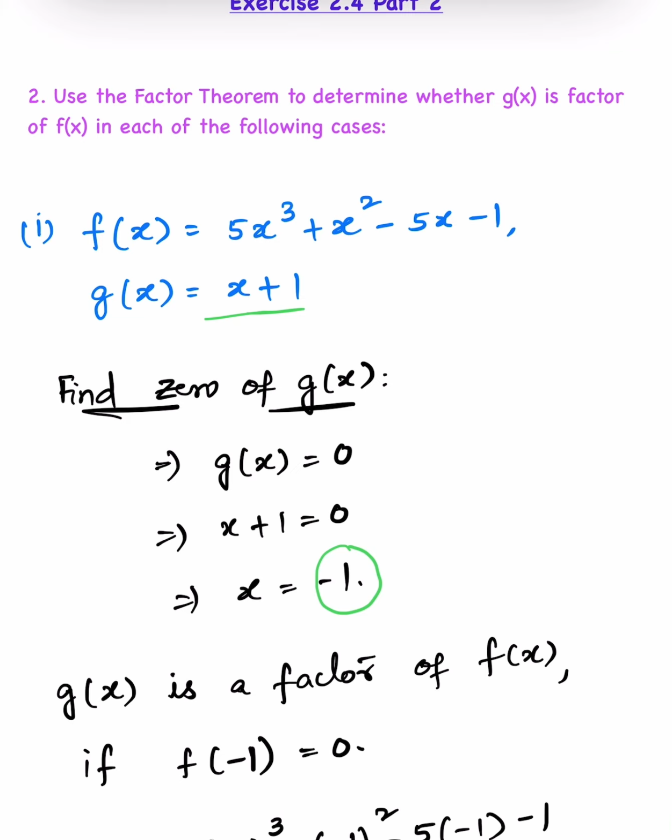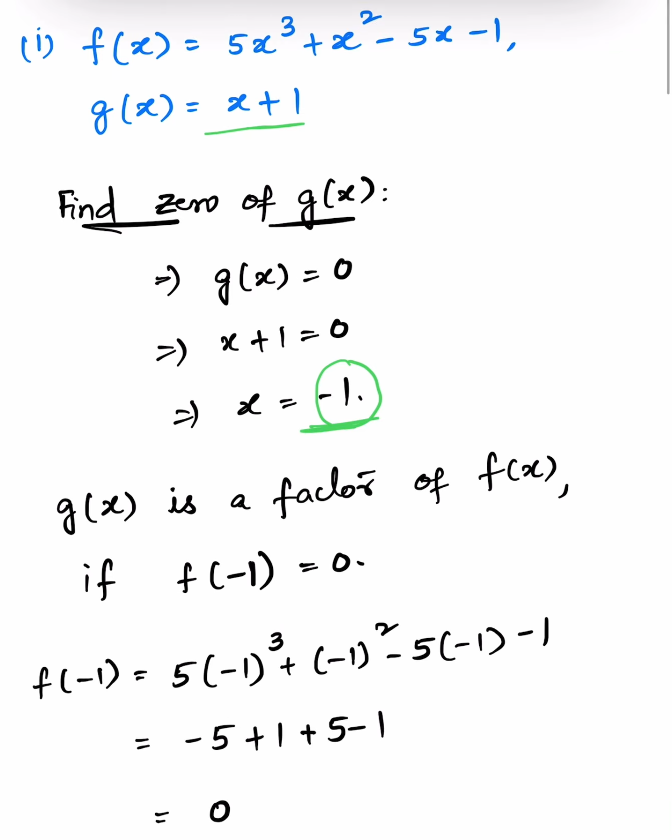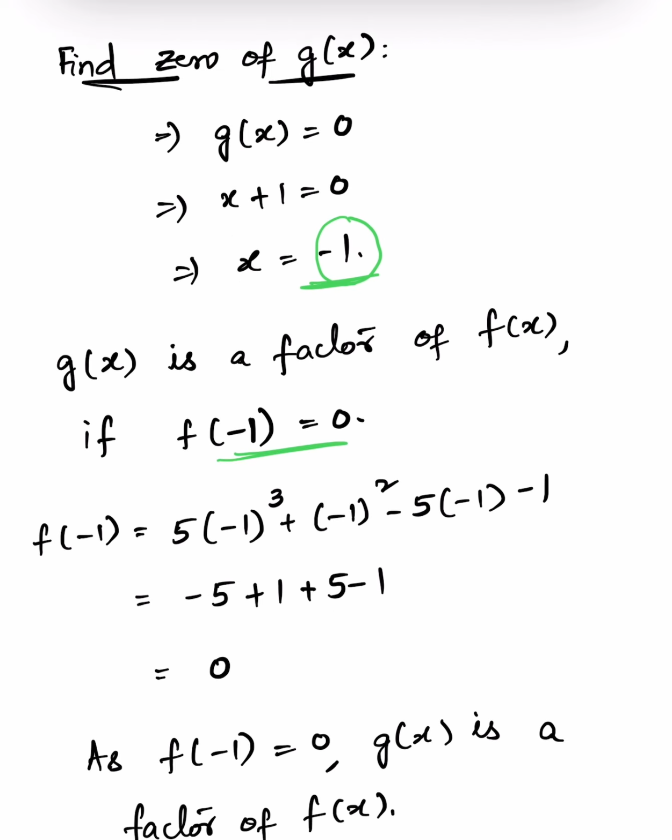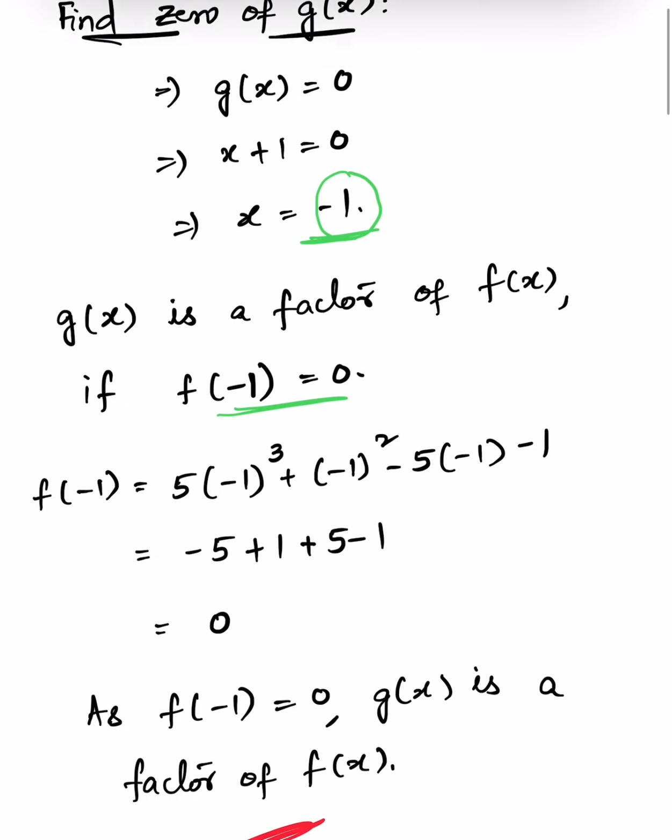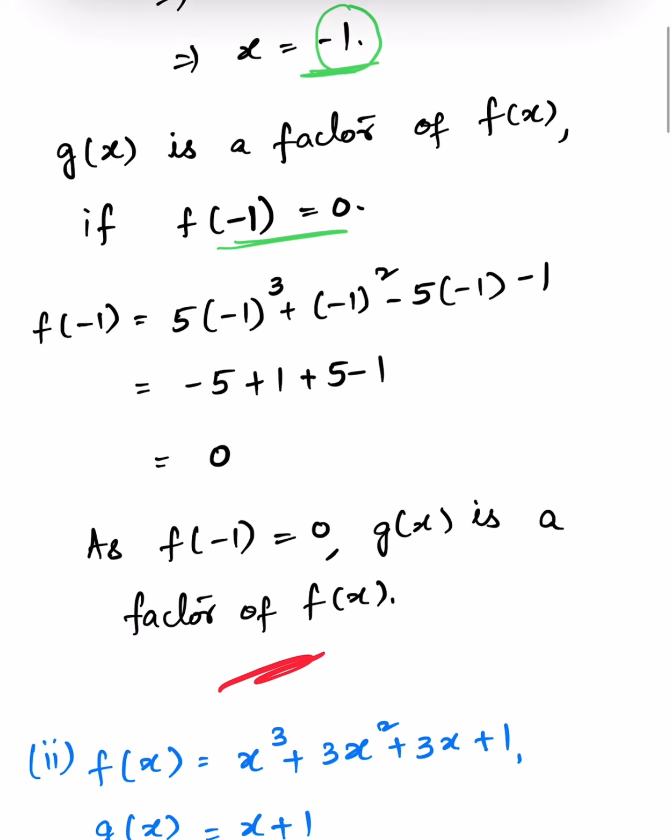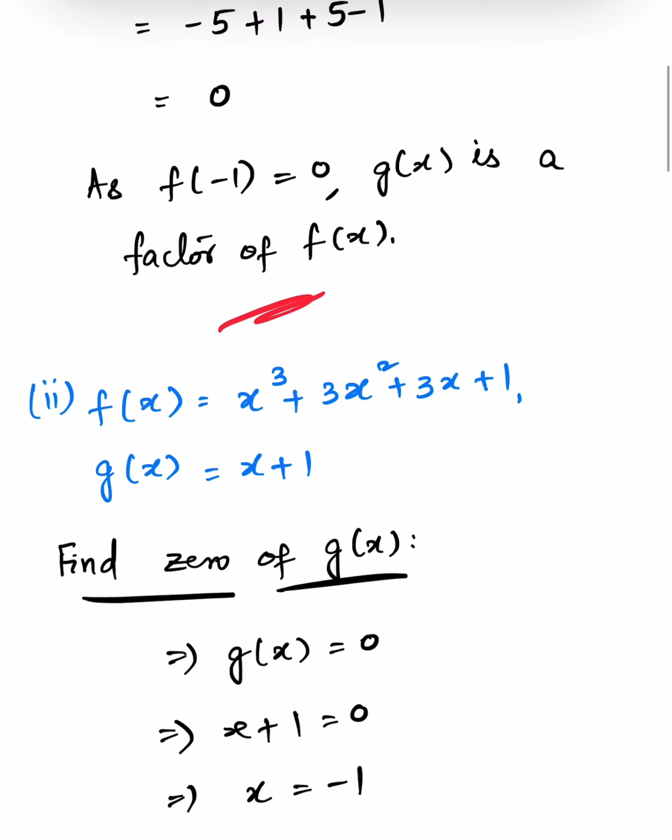So we have to find f of this minus 1. So g of x is a factor of f of x if f of minus 1 equal to 0. So after calculation of f of minus 1, we can see that the value is 0. As f of minus 1 is 0, g of x is a factor of f of x.